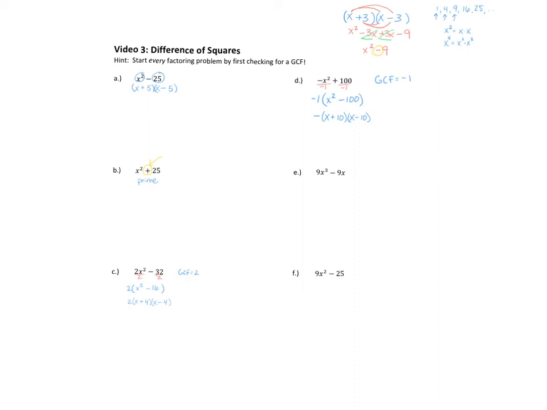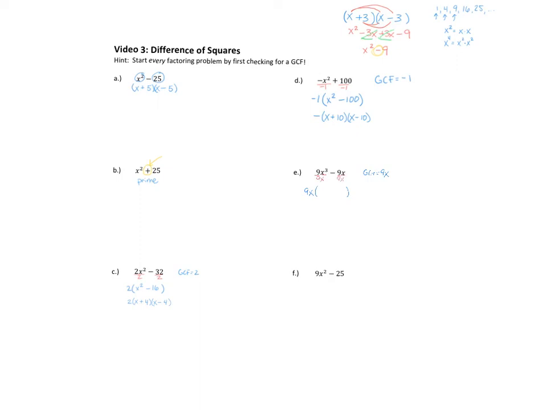Okay, looking here at problem E, this one again may be a little confusing because it doesn't look like a difference of squares at all. But when I take a closer look, I see that I have a GCF of 9x that will divide out of both of those terms. So bring your GCF outside the parentheses. Divide 9x into each of these terms.